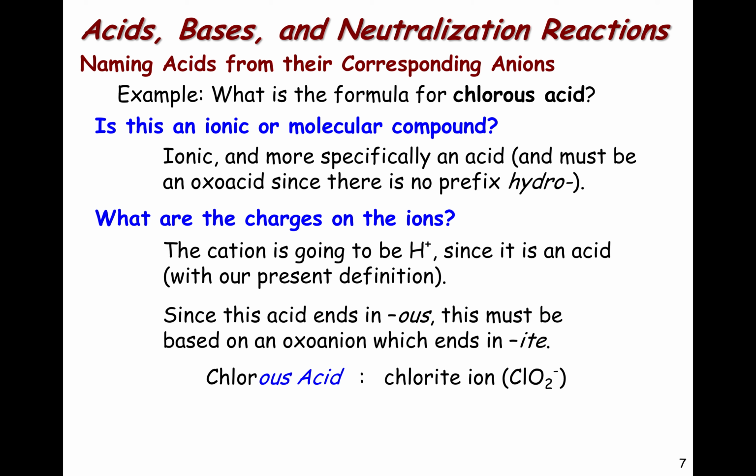And of course, chlorite, because you've memorized your polyatomic ions, chlorite has the formula of ClO2 with a -1 charge. So if we combine H plus with ClO2 -1, we then come up with the formula of HClO2, which is dissolved in aqueous solution.